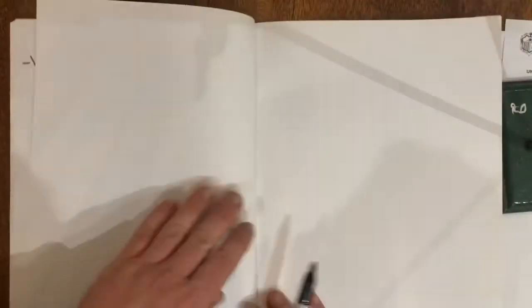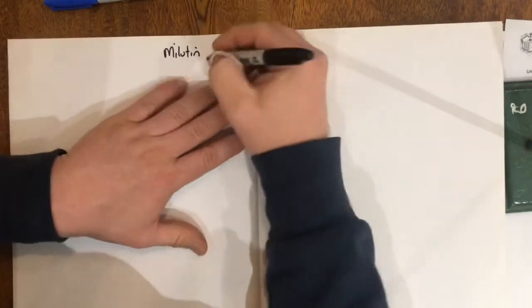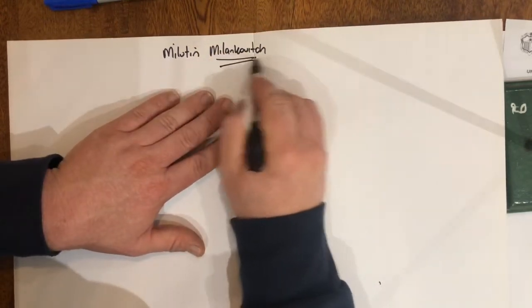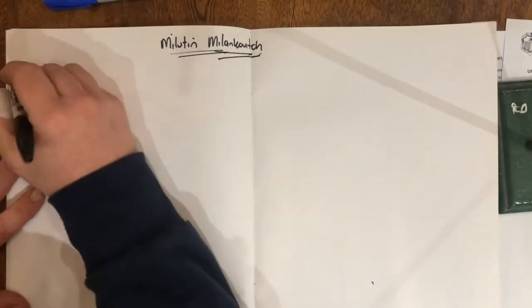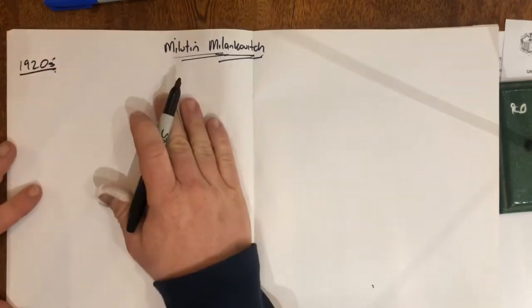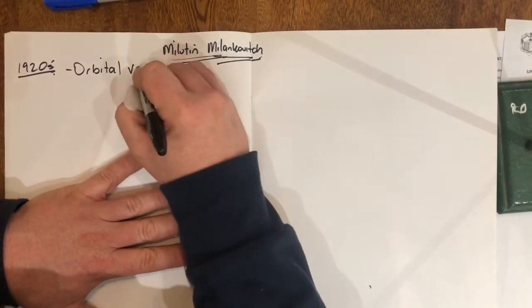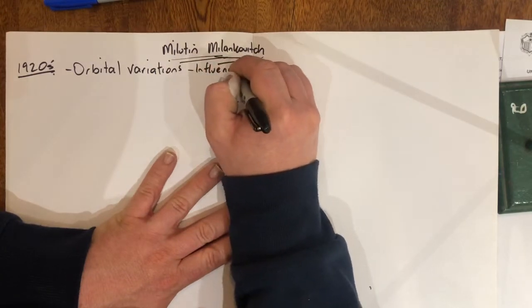Let's move on to the next one, and these are going to be our Milankovitch cycles. So there are 3 cycles. Okay, so let's talk about this guy and the Milankovitch cycles. Back in the 1920s, he had a hypothesis that orbital variations influence climate patterns.